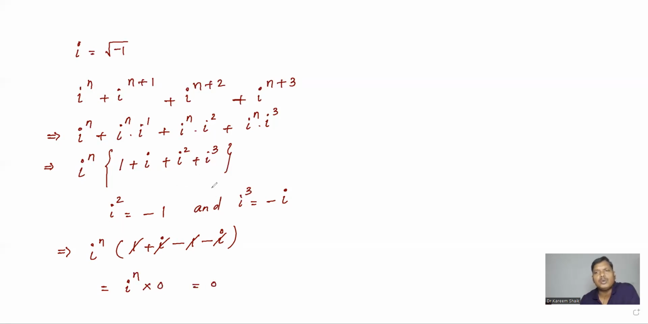So from this, we can understand that the sum of four consecutive powers of i is always 0. We will do one problem on this. For example, I want to find the value of i^150 + i^151 + i^152 + i^153. We know that 150, 151, 152, 153 are four consecutive numbers. So by using that property, we can write directly that the answer is 0.